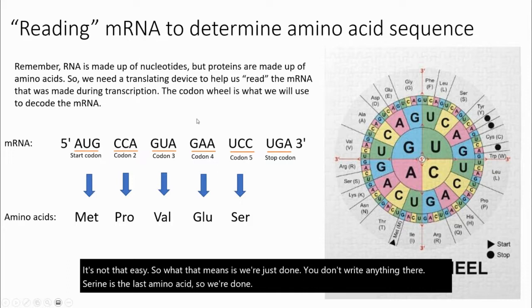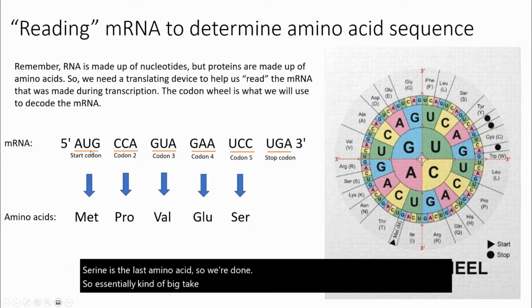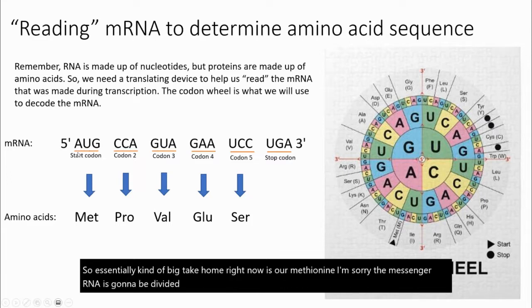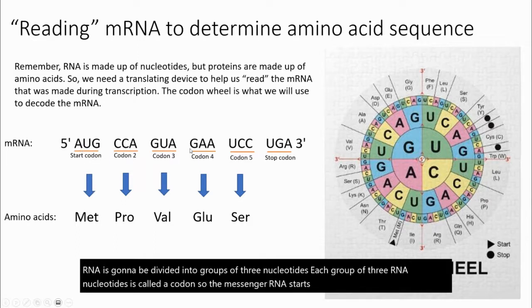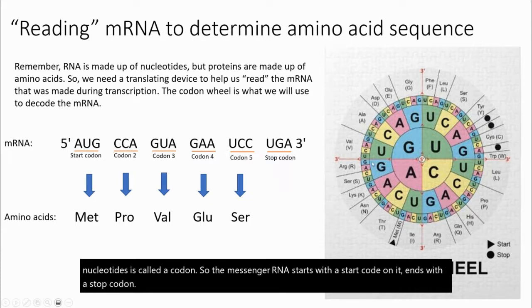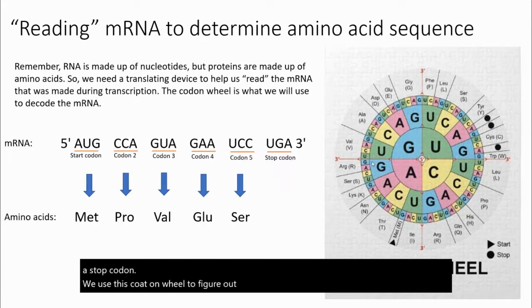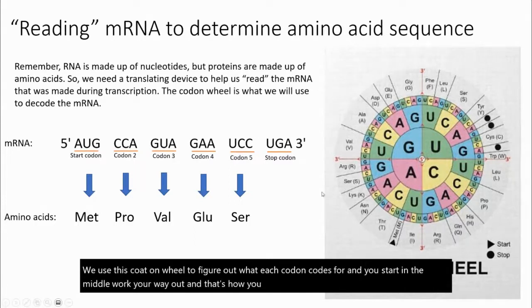Okay? So essentially, the big take home right now is that the messenger RNA is going to be divided into groups of 3 nucleotides. Each group of 3 RNA nucleotides is called a codon. So the messenger RNA starts with a start codon. It ends with a stop codon. We use this codon wheel to figure out what each codon codes for. And you start in the middle, work your way out, and that's how you identify the amino acids.